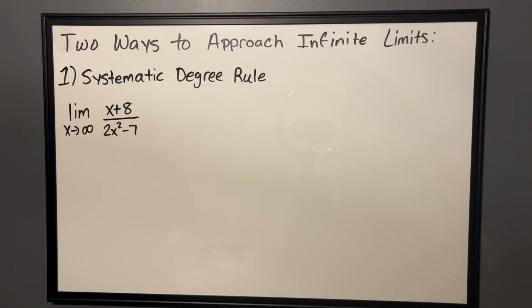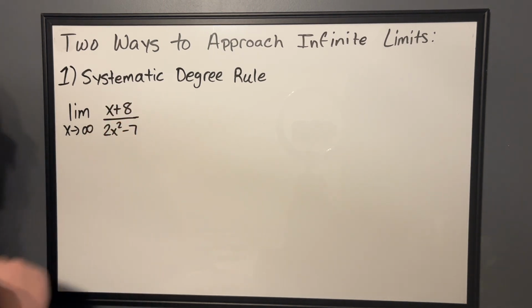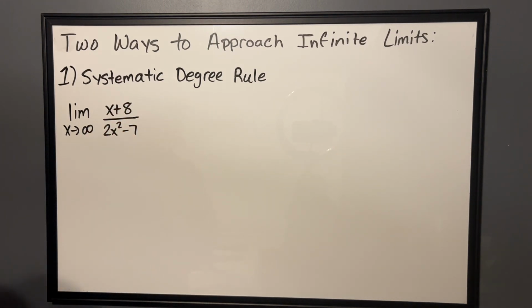Okay, so the first method I want to show is the systematic degree rule. So we're going to take the limit as x goes to infinity of x plus 8 over 2x squared minus 7. Now, for both of these methods, we need to look at what the degree of the numerator and denominator is. So it's very important that the numerator and denominator are both polynomial functions. That way we can do these methods. If they're not polynomial functions, these limits do get a little bit trickier.